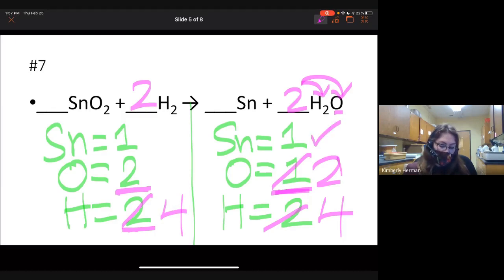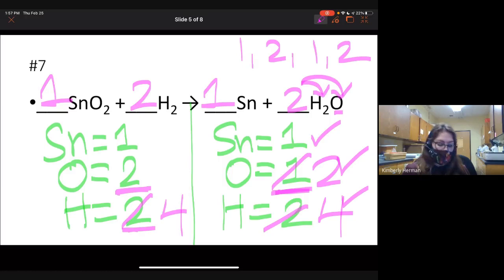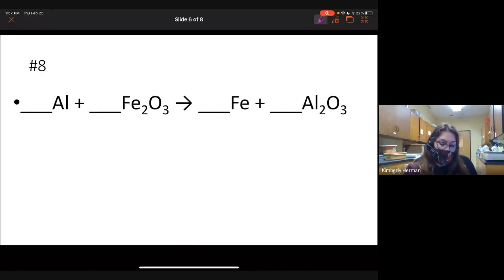We have 1 and 1, 2 and 2, and 4. And then that means we can put 1s in these spots for it. So we have a 1, 2, 1, 2 for this balancing. Okay, number 8, we're almost there. Find your arrow, draw a line going down.